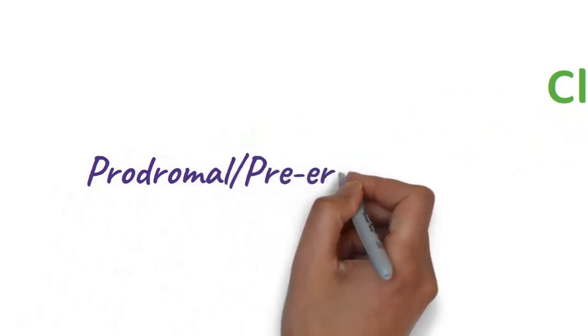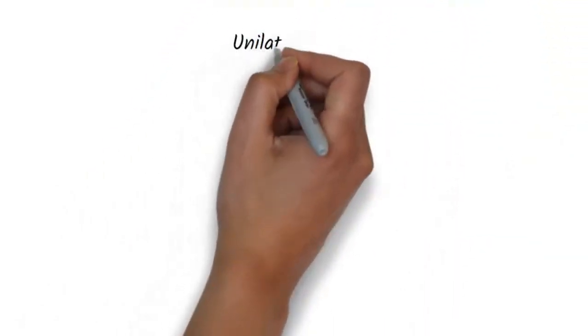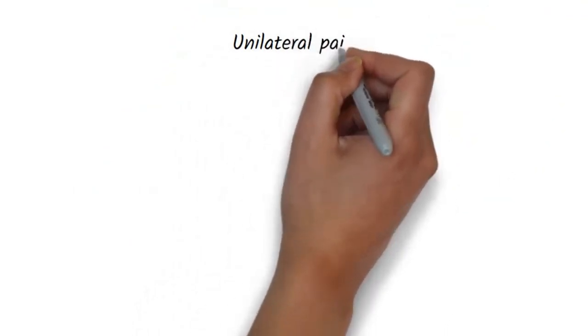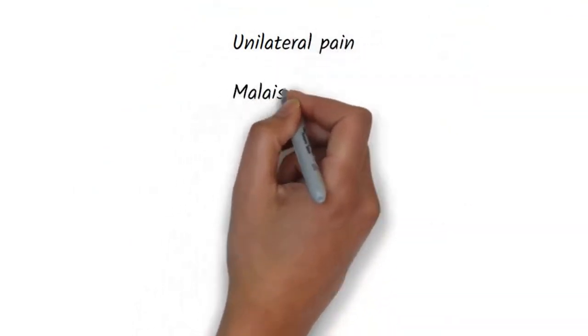Clinical features are divided into three phases: prodromal or preeruptive phase or preherpetic neuralgia, acute eruptive phase and chronic phase. In prodromal phase there is presence of unusual skin sensations or pain or tenderness within the affected dermatome which heralds the onset of lesions by 48 to 72 hours.